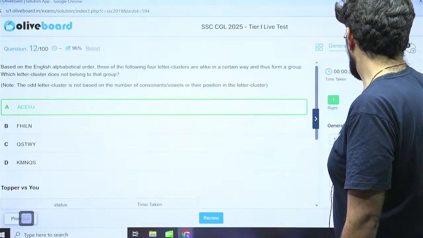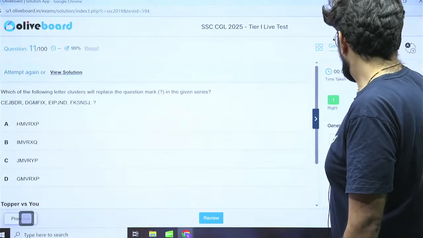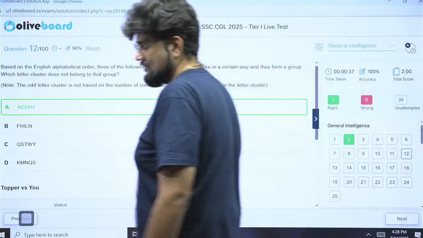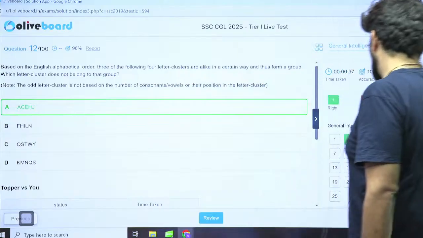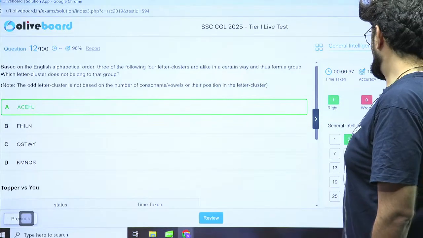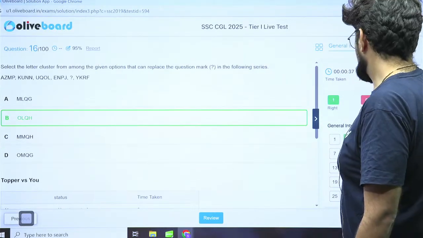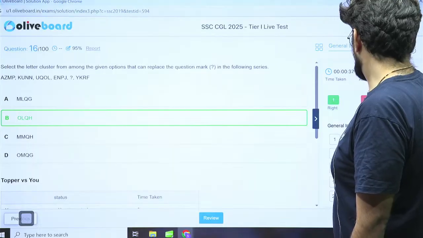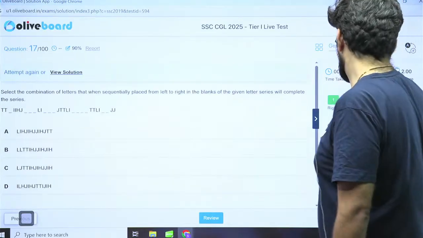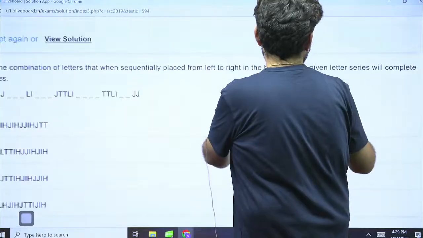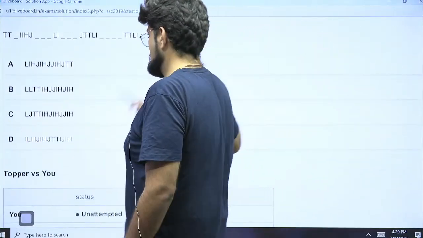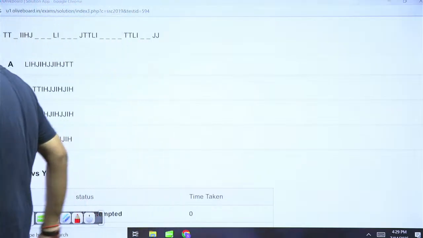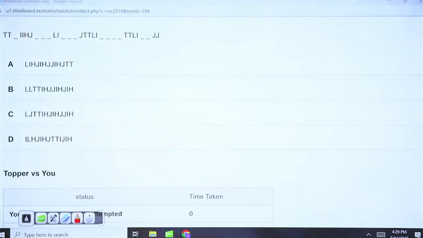1 2 3. This one or this one it can be. Tell me which question it was, I'll come back to it. Okay, let's proceed further as of now.